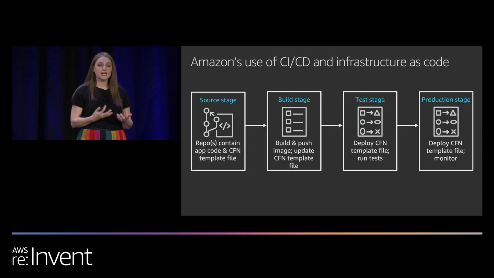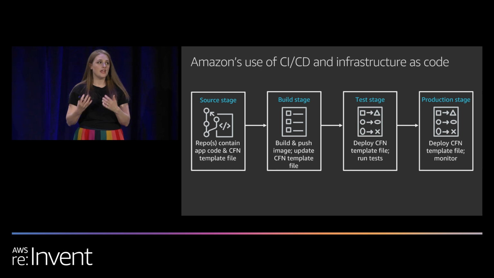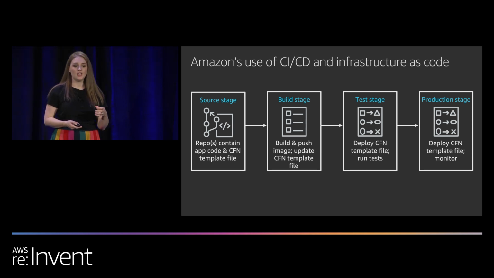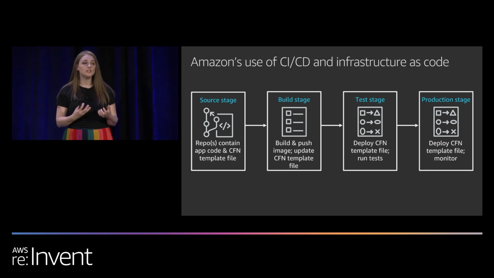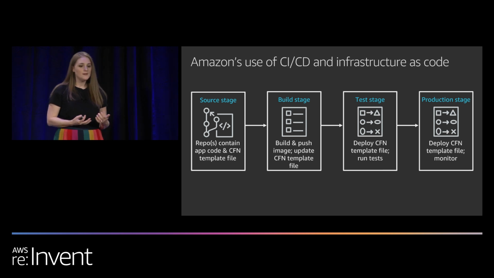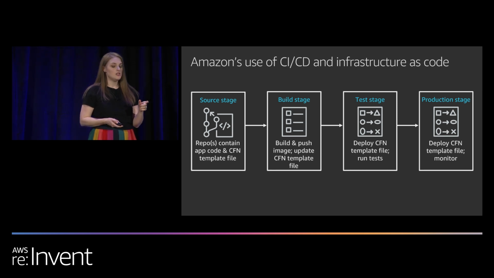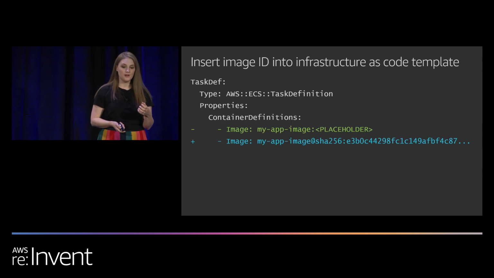So at Amazon, for our containerized applications, we've found that the best thing for us is to combine infrastructure as code and application image deployment into the same CI/CD pipeline. What that looks like is that our repositories that are the source of the pipeline have both the application code and the CloudFormation template file. And in the build stage, we build and push the container image as normal, but then we update the CloudFormation template file with that new image ID. So what gets promoted in the pipeline is actually that new CloudFormation template file.